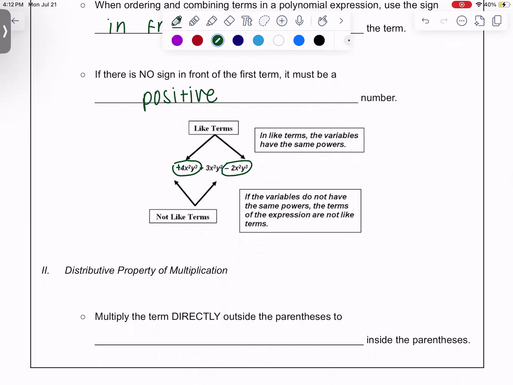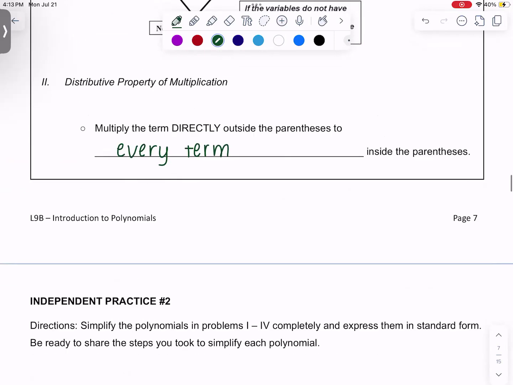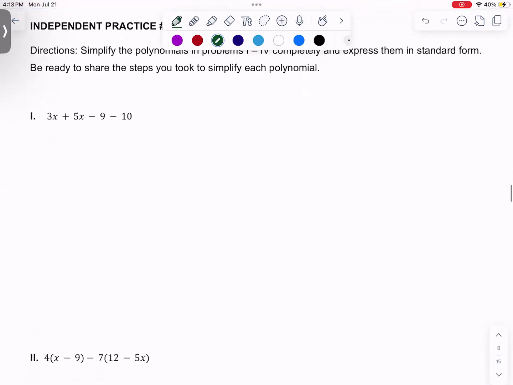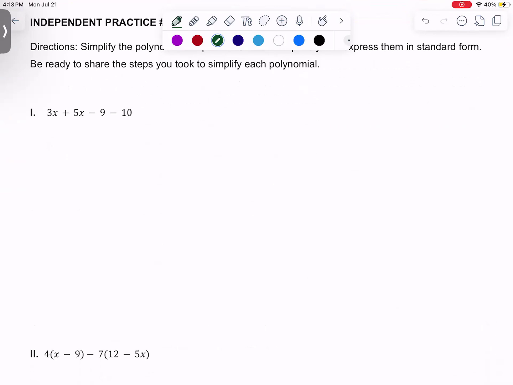The second property we're looking at is the distributive property, which we know and love. The distributive property tells you to multiply the term directly outside the parentheses to every term inside the parentheses. And we've even done this with exponents. Next page. Based on these two properties that we've seen for quite a while now, try simplifying problems 1 through 4. Pause the video for pages 8 and 9 of the packet, and then come back, and we will review them.